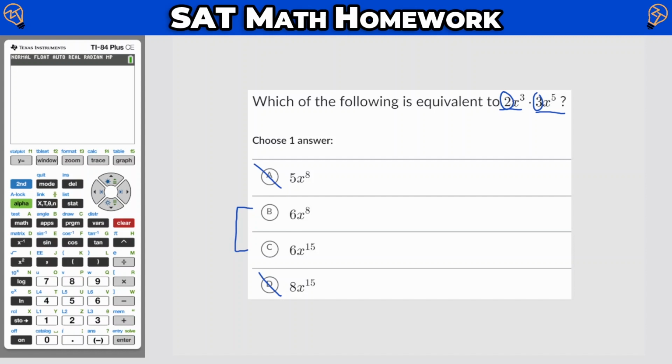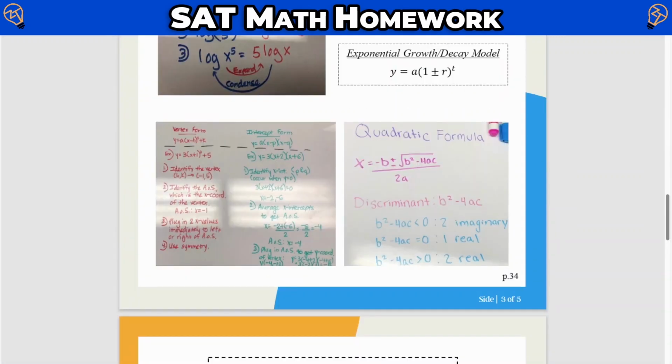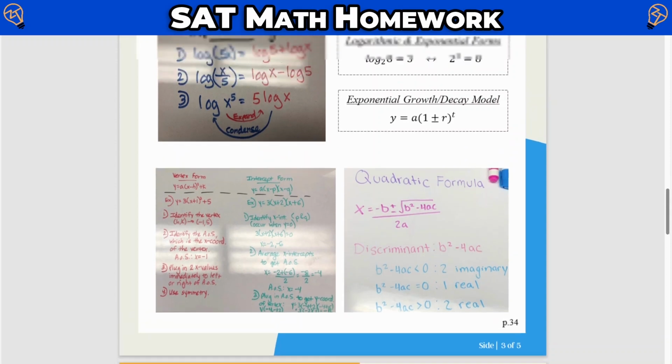A lot of students confuse when to add the exponents versus when to multiply them. And College Board knows that. That's why they gave you those two options. So let's go ahead and reference page 34 of our math reference document, which is side 3.